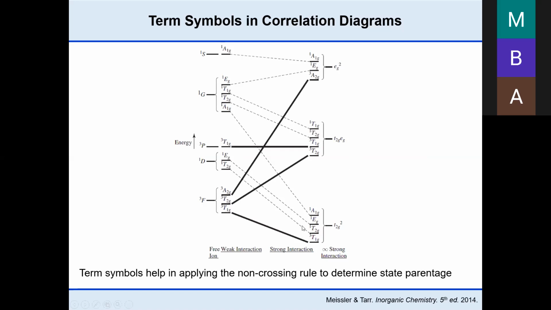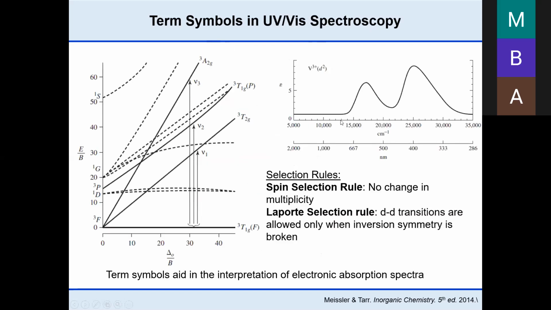So you don't need to know how to order these, but given the order on the left and the order on the right, you should be able to draw a reasonable correlation diagram using the non-crossing rule. I'm not going to go into this because I think Maria is going to talk about this in more detail.